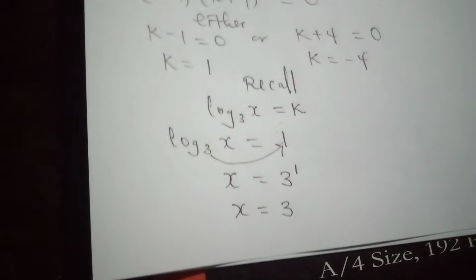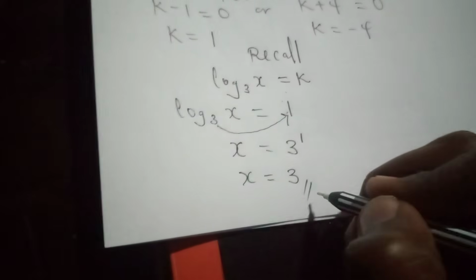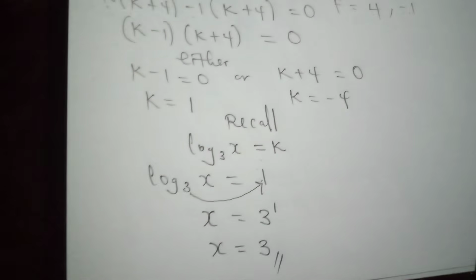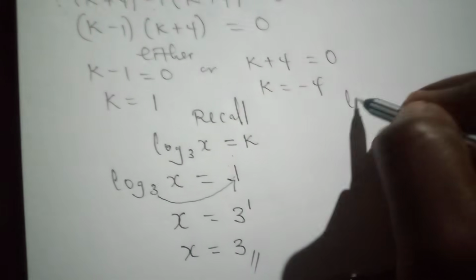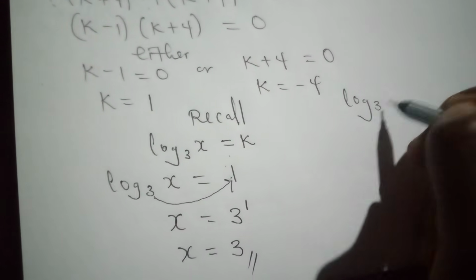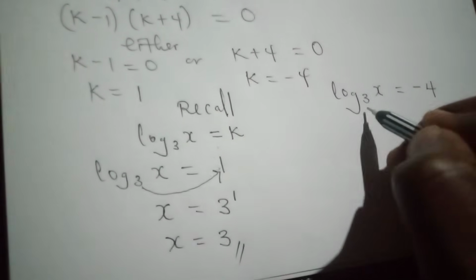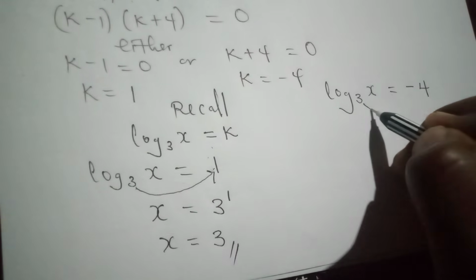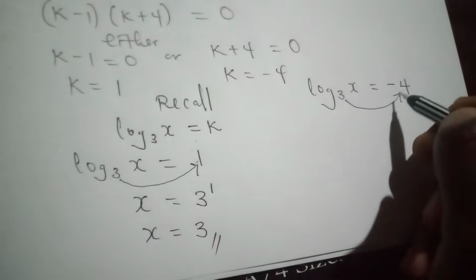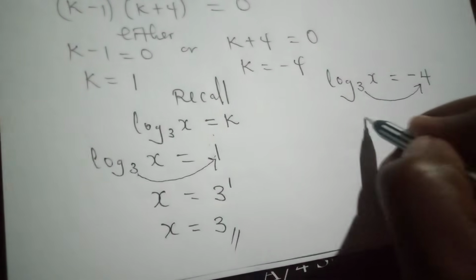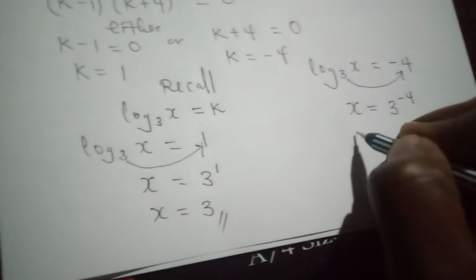And so this is one of the values of the answer. This is one of our answers. So I should also go to that negative what? Negative 4. So log base 3 of x is equal to negative 4. The rule is that this base is going to shift that number to become a power. So you're going to remain with x is equal to 3 to the power negative 4.